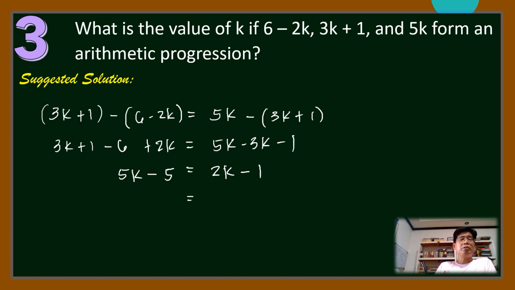Subtracting 2k from both sides and simultaneously adding 5 to both sides, we have 5k minus 2k is equal to 5 minus 1. 5k minus 2k is 3k, and 5 minus 1 is 4. So we can get the value of k by dividing both sides of this resulting equation by 3. We have k is equal to 4/3.